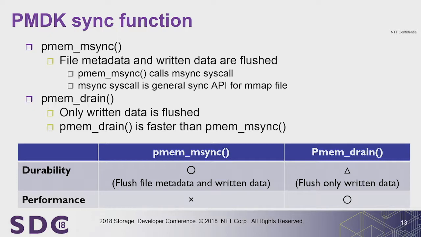pmem_msync calls msync syscall. The most general sync function for memory mapped file is msync syscall. By calling msync syscall, the file metadata and written file data is flushed. On the other hand, by calling pmem_drain, only written file data is flushed. So pmem_drain is faster than pmem_msync.